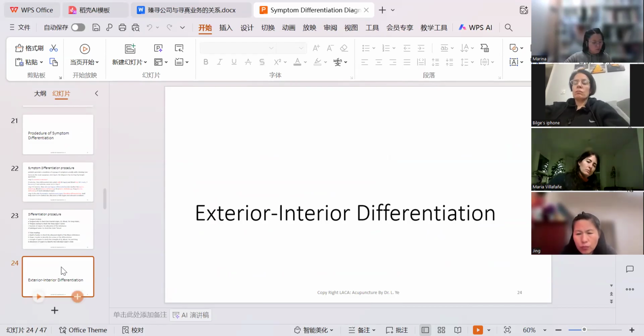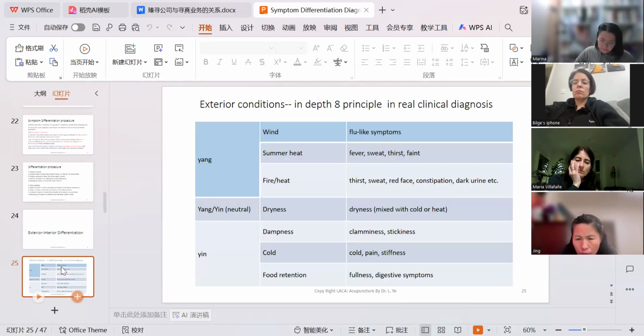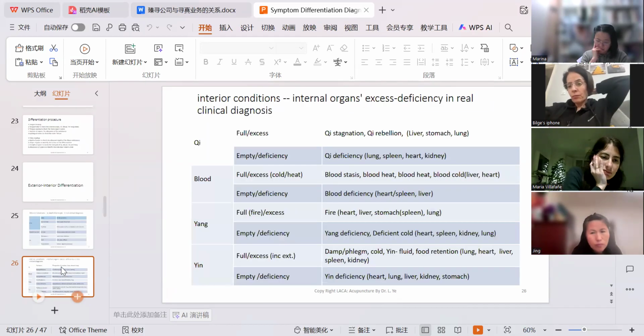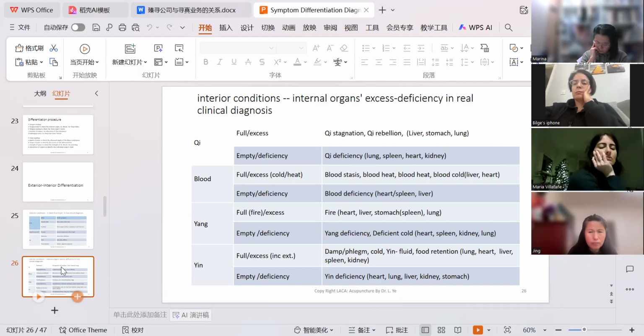So exterior-interior differentiation is the one we say first. The symptoms can give you the idea of whether it is coming from wind, heat or fire, dryness, dampness, cold or food retention. You can get this out from the history questioning with the patient. But for an interior condition, you come into qi, blood, yin, yang, excess and deficiency. All of that can also be linked to the different organs, like the liver, the 5 yin organs, or including 6, plus the pericardium as an attachment to the heart.